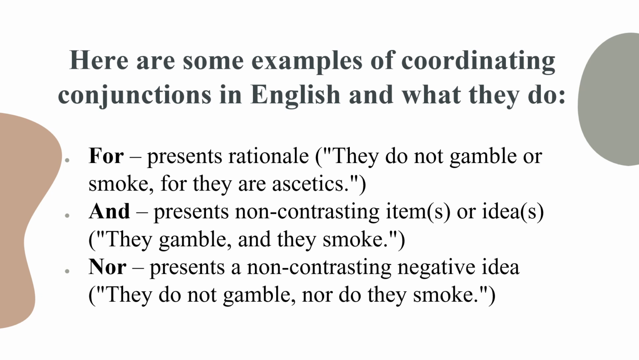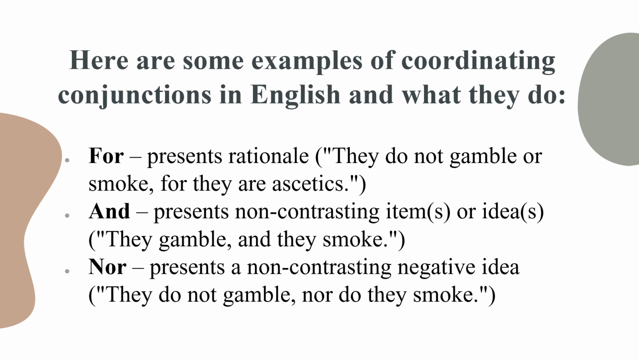Here we get two different independent clauses. They do not gamble or smoke is an independent clause, and they are ascetics is another independent clause. These two independent clauses make their own meaningful sentences. They are complete on their own. And these two complete sentences have been joined with the word for, which represents cause, that is because or since. Number 2, and presents non-contrasting items or ideas. They gamble and they smoke.